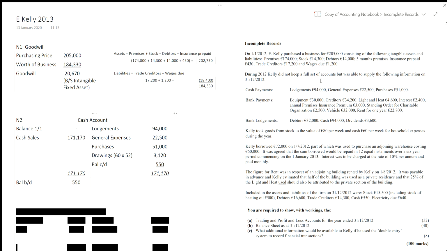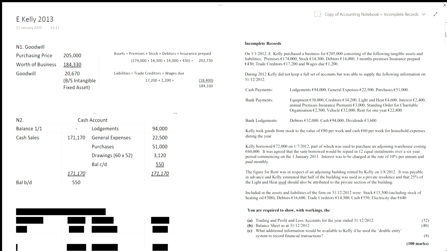I've just listed the 3 different pieces of information they give us here for cash payments, and I've taken into account there's €60 per week for 52 weeks of cash drawings, and that's my cash balance at the end of the year. Totaled up both sides, the difference here is cash sales.